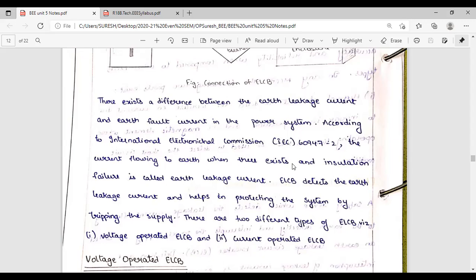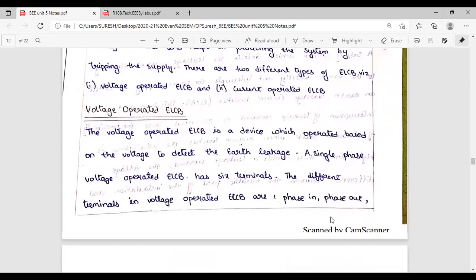When there is insulation failure and leakage current, then the ELCB should operate. What is the purpose of ELCB? It has to detect the leakage current and help in protecting the system by tripping the supply, by opening the supply. That is the purpose of ELCB. There are two different types of ELCBs. One is voltage operated ELCB, another one is current operated ELCB. So this is the introduction part for this ELCB. Now we will discuss these two types. What is voltage operated ELCB and current operated ELCB?